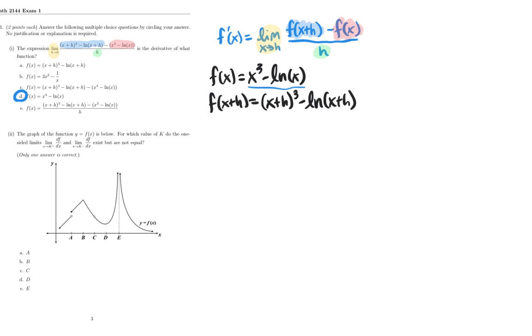The next one says, the graph of a function is given below. For which value of k do the one-sided limits exist but are not equal? Okay, so I want the limits to exist but not be equal. So that would be looking for something like a jump discontinuity, or maybe an infinite discontinuity if one's going to positive infinity and one's going to negative infinity. I do see an infinite discontinuity here, but they're both going to infinity. So this is what we would call an infinite discontinuity.